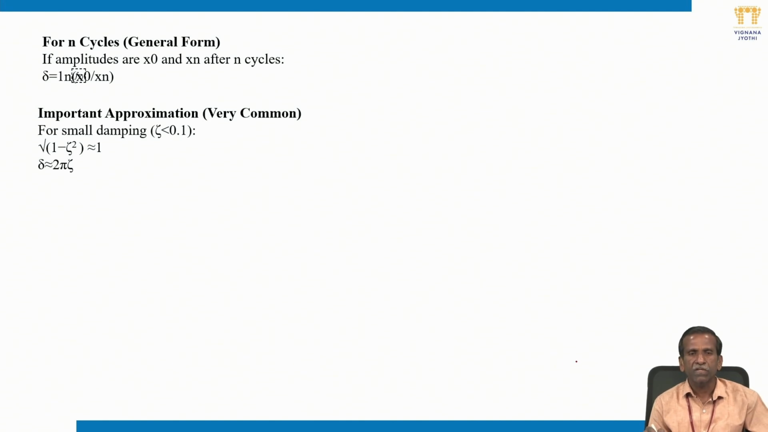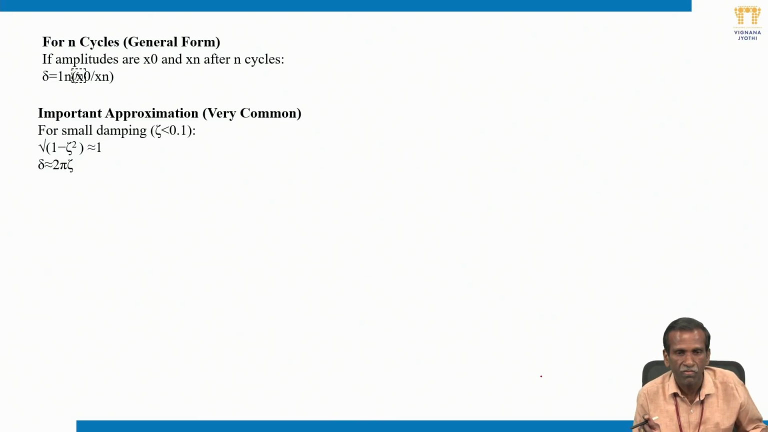With this, I am concluding this lecture. Basically, the logarithmic decrement represents the decay of the damped amplitude from cycle to cycle. It is a very important relation, useful for analyzing free vibrations under damping conditions. We will meet again in our next lecture.